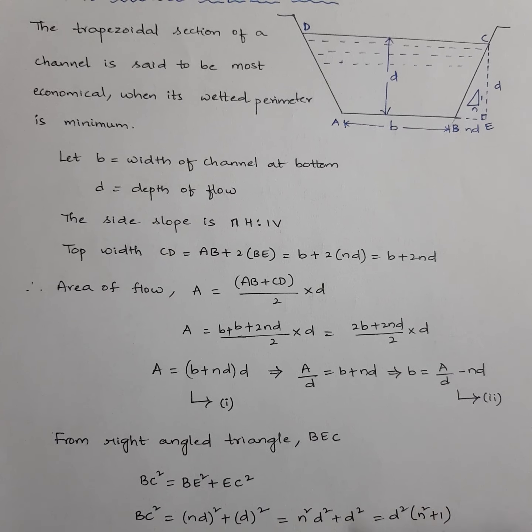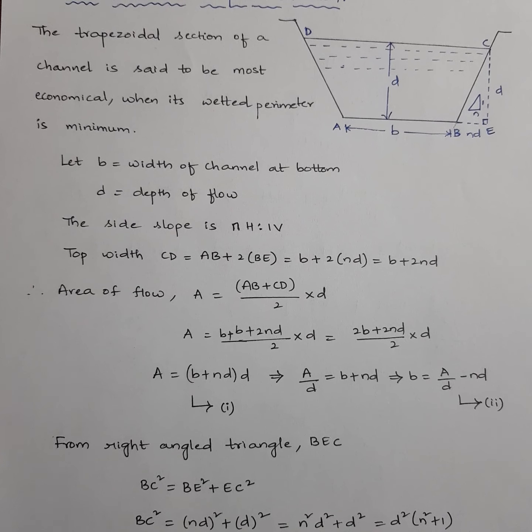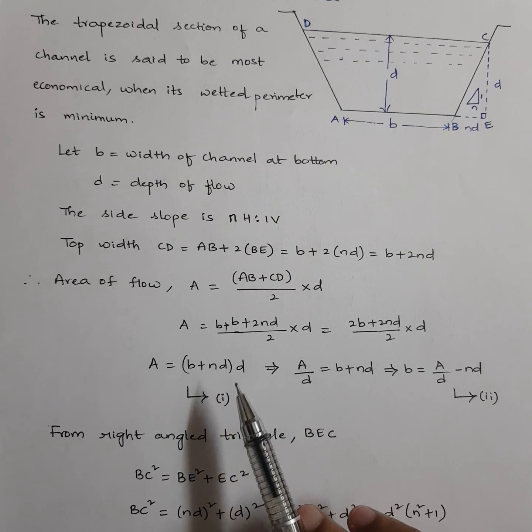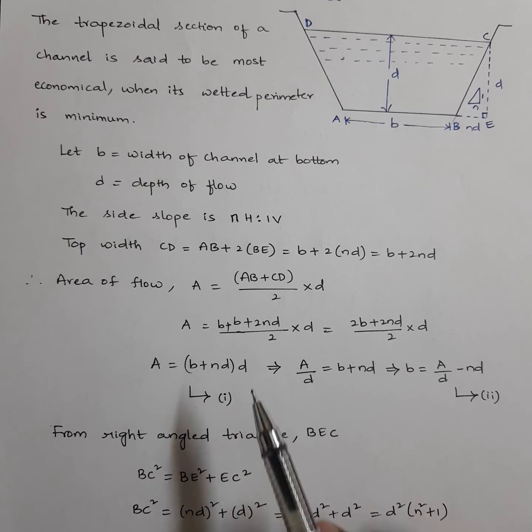And you remember in the last derivation also I did A is equal to B into D, means from there I took B as A by D, like that only. So from here, remember this formula, A equal to (B plus nD) into D, is the area of a trapezoid with slope n.